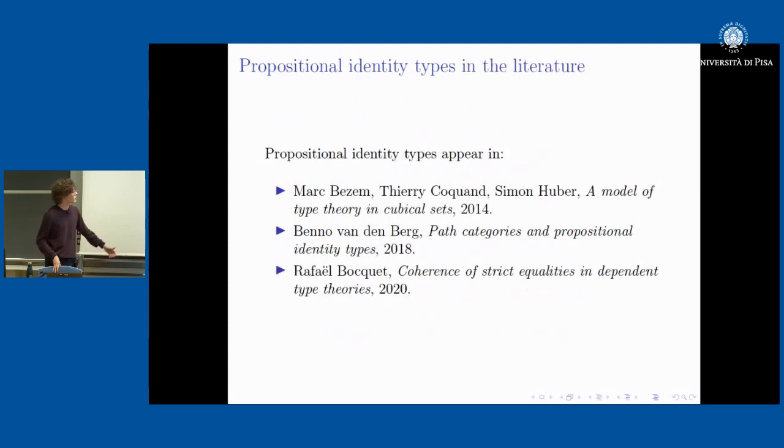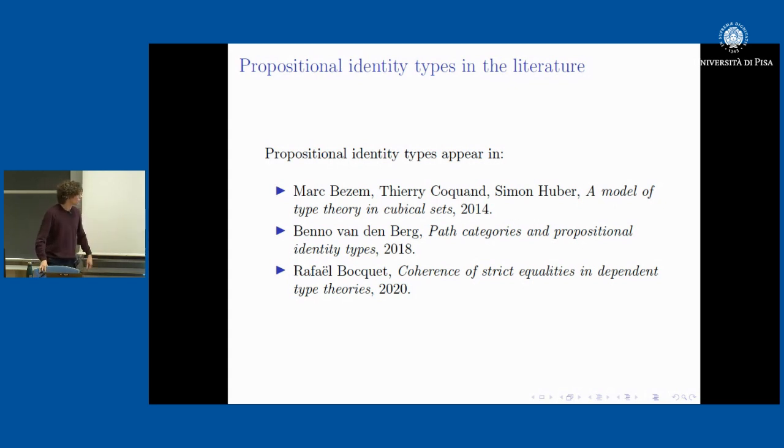ID types were considered, for instance, in 2014, in a cubical setting. These authors were trying to produce a model of Per Martin-Löf dependent type theory. And in this case, there was no way of making the judgmental rule, the computation rule of the ID types, strict. It only appeared in propositional form.